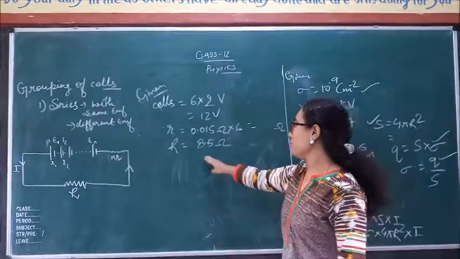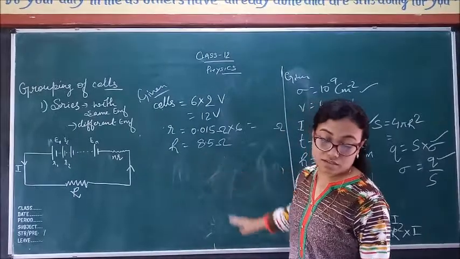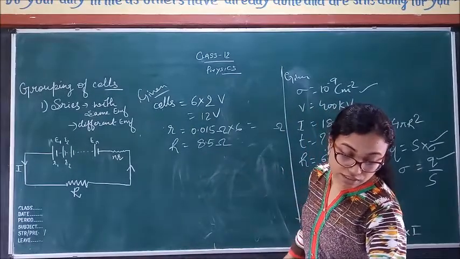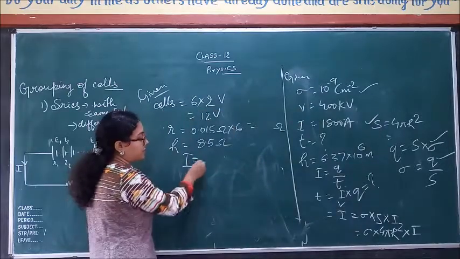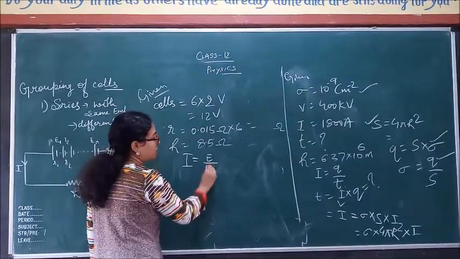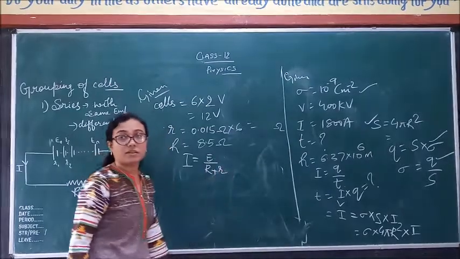Okay, now the value of R is capital R, external resistance is 8.5. What is the current drawn from the supply? Current drawn, current ke pata hai I is equal to E upon R plus r. Okay.